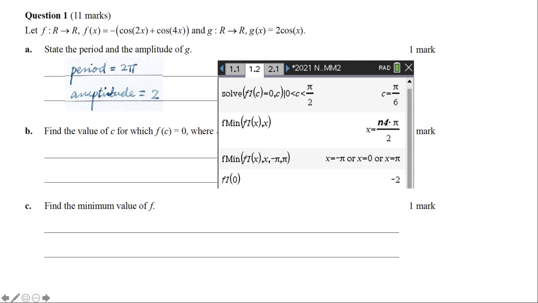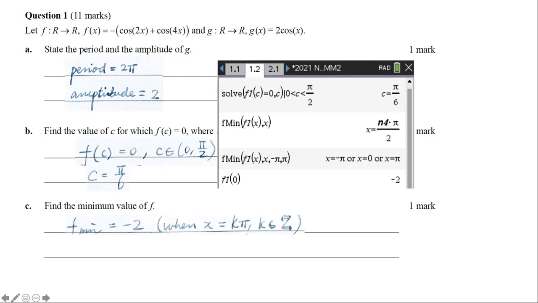The second part, you want to find the value of c for which f of c equals 0. C goes from 0 to half pi. So on my CAS calculator, I just solved f1(c) equals 0, comma c. Notice the little letter I use here, c instead of an x. When you are answering this part of the question, you never say x equals pi on 6, even though we know it's an x value. You have to stick to the requirement, the value of letter c, okay?